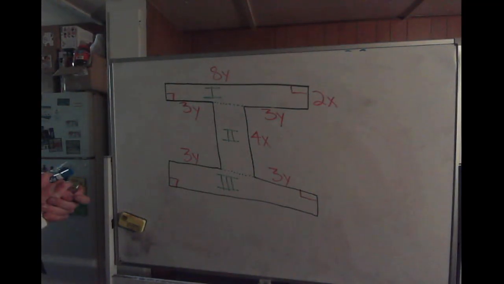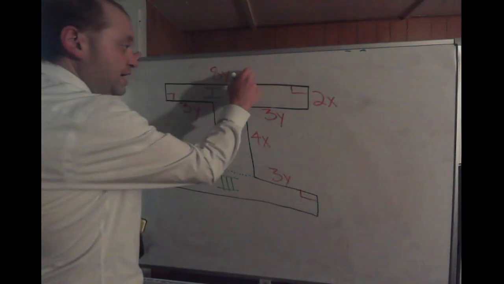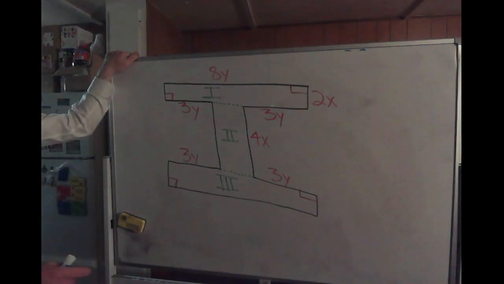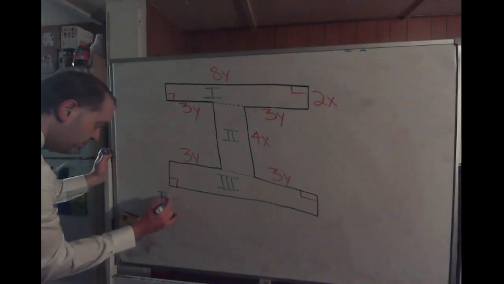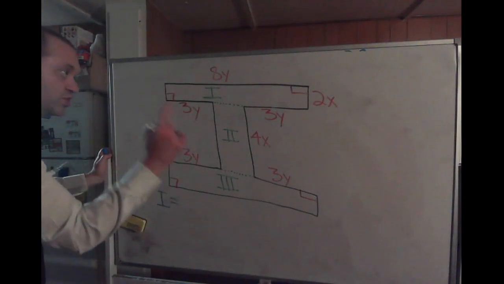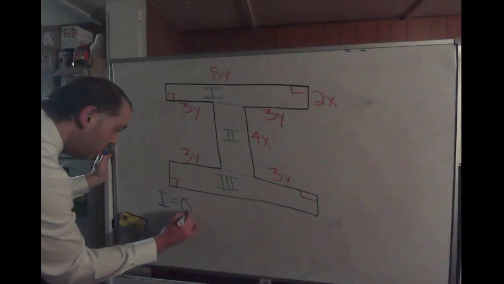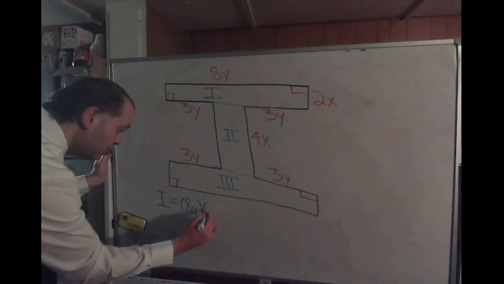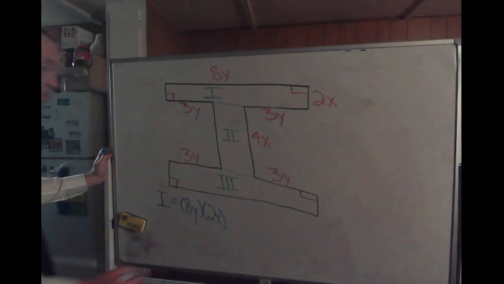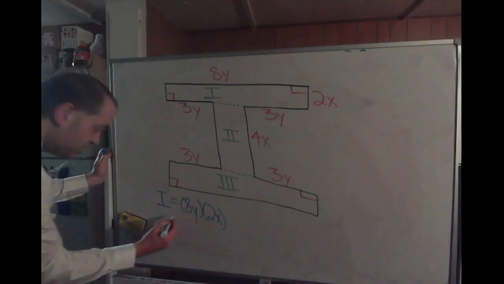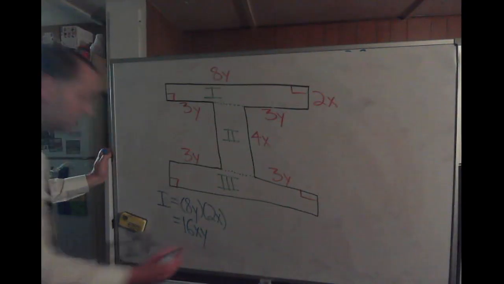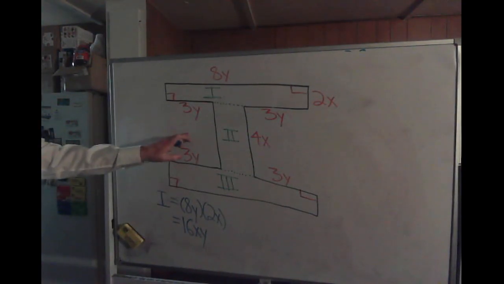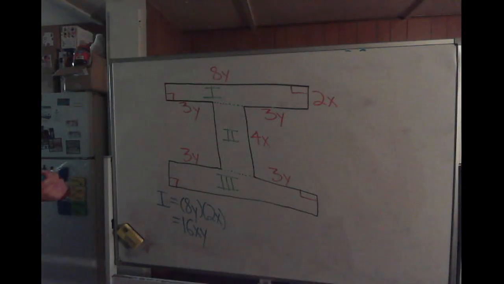Well, the area of region 1 is going to be easy. You have the whole length of the base times the whole length of the height. So the area of region 1, which I'll just leave as the Roman numeral 1, is going to be equal to the length of the base, which would be 8y times 2x, which would give you what? What is 8y times 2x? That's going to be equal to 16xy. So we found the area of region 1. Let's figure out the area of region 2.